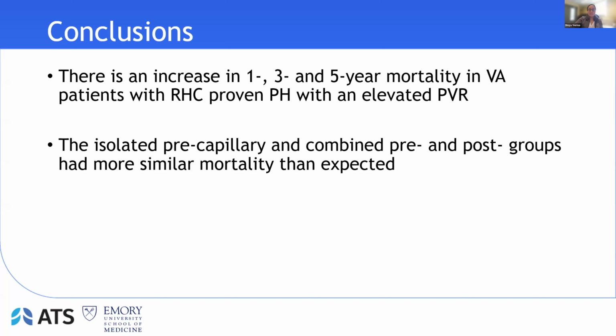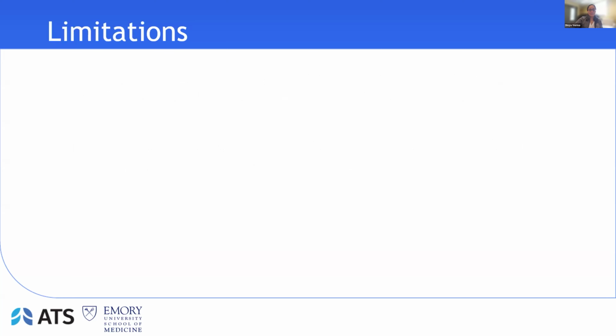What we thought was interesting was that the isolated precapillary and combined pre and postcapillary PH groups had more similar mortality than expected. I think we would have expected that the combined group would have had a higher mortality than the isolated precapillary group due to the added effect of pulmonary congestion. We're interested in focusing specifically on the differences between these 2 groups in upcoming work.